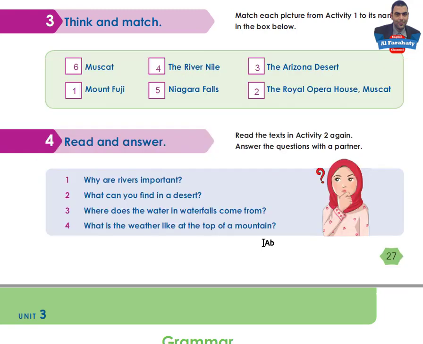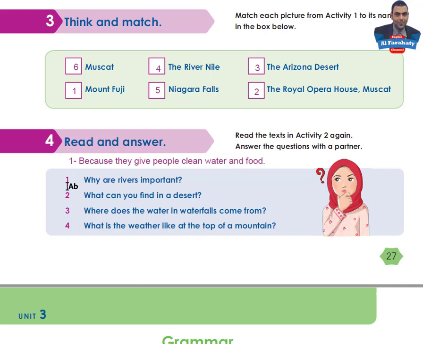Hello again. I'll write the answers in order to check yours. 1. Why are rivers important? Because they give people clean water and food.